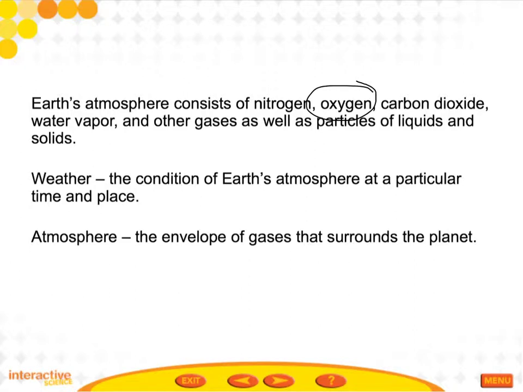So this is a key. You need to know this. Know it, know it, know it. Then there's also a couple of vocabulary words within this section. Weather and atmosphere. You should already know those, but weather is the condition of Earth's atmosphere at a particular time and place. And then atmosphere is the envelope of gases that surrounds the planet. So it's not just what's here, it's all the atmosphere that goes all the way up, all the way around our planet.